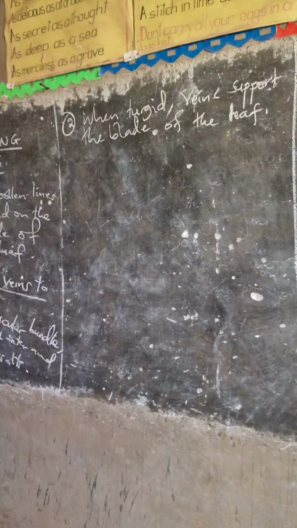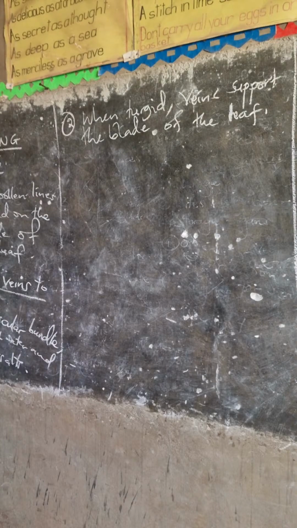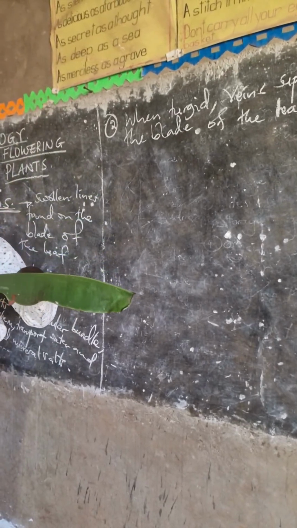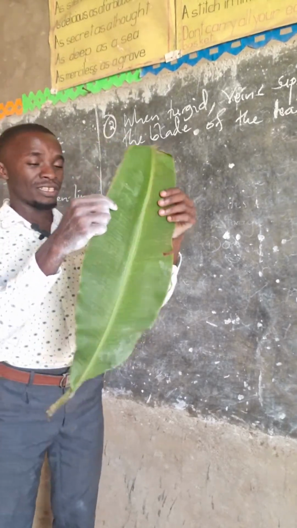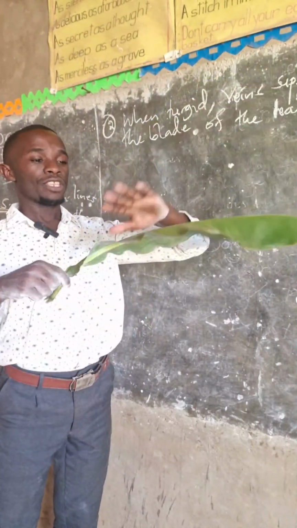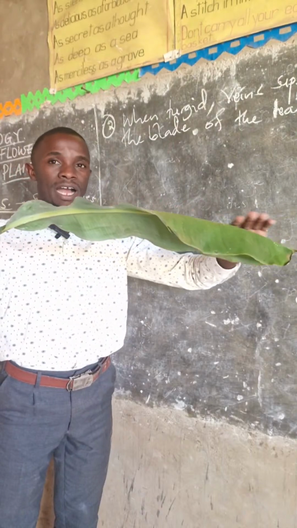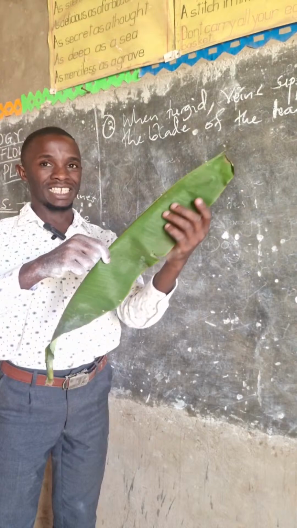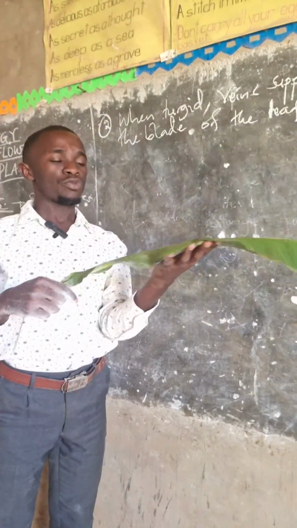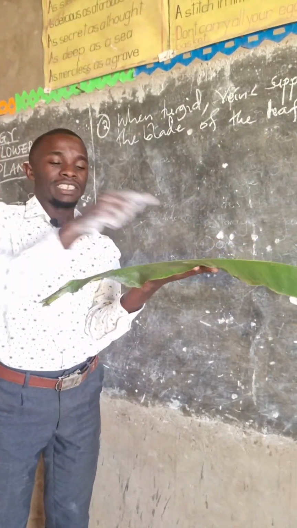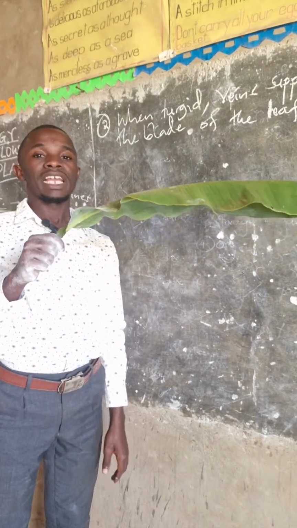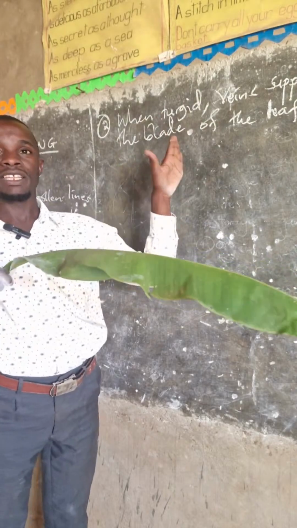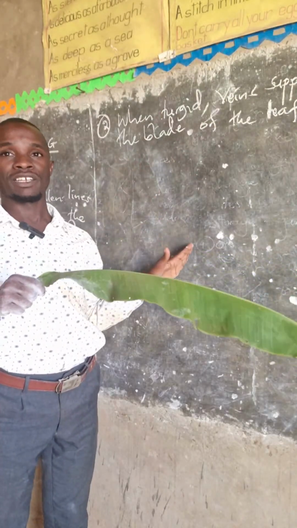For this banana leaf, for the blade to keep spread like this, it is the role of these veins. We are talking of this blade. For this blade to keep spread like this, not folded like this, it is the role, the strength, the rigidity within these veins that are keeping this blade like this, not folded. So they are the veins that support the blade of the leaf from folding.